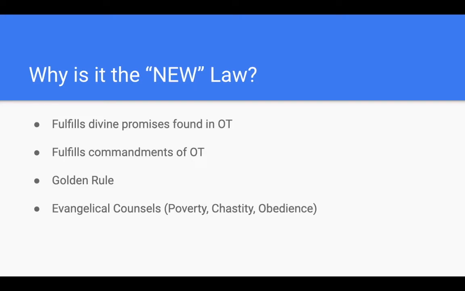And finally, the evangelical councils: poverty, chastity, and obedience. We typically think of the evangelical councils as commitments which religious monks and nuns have to make. All monks, all nuns, all brothers, all sisters have to make vows of poverty. They can't own anything. Chastity, they can't get married. And obedience, they have to be fully obedient to the mother, the father of the house of their religious order.